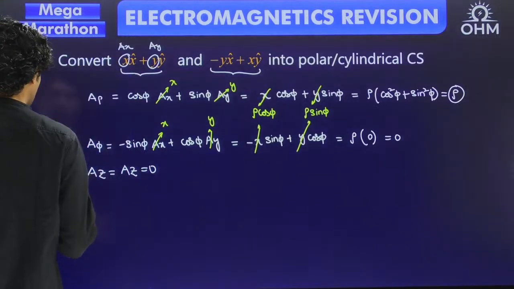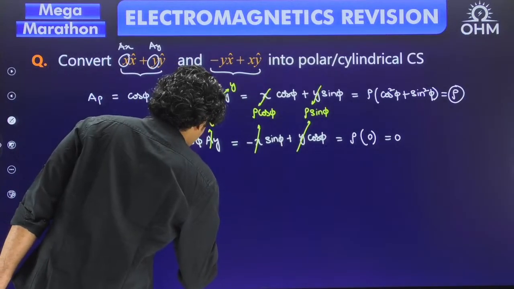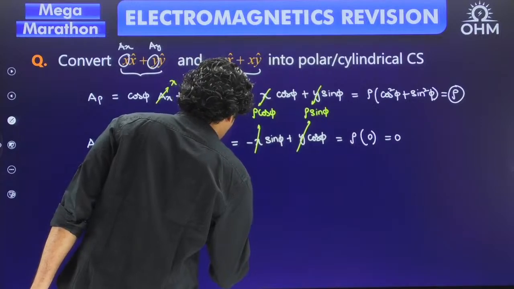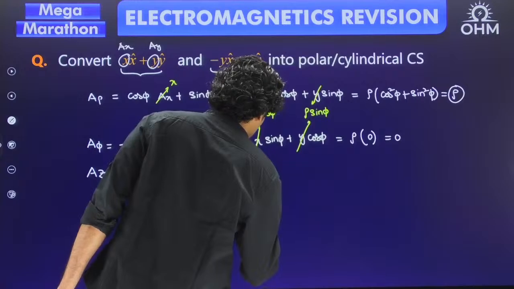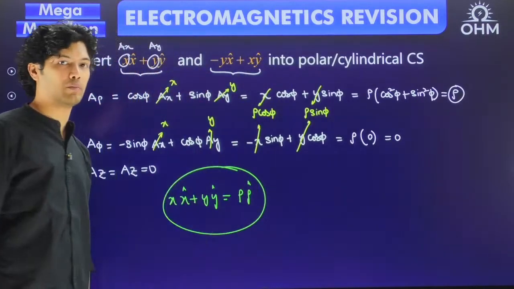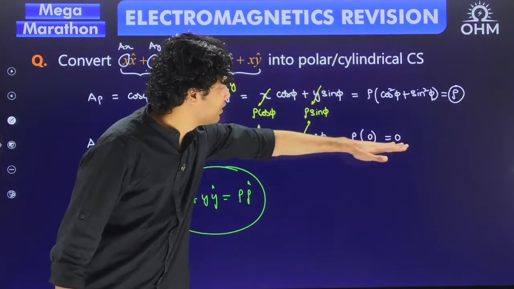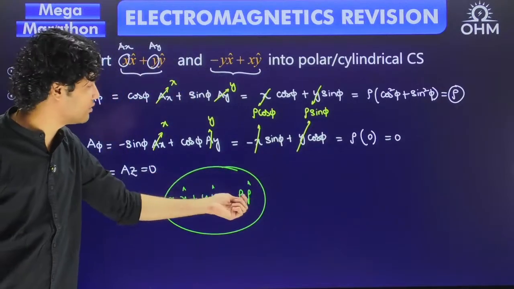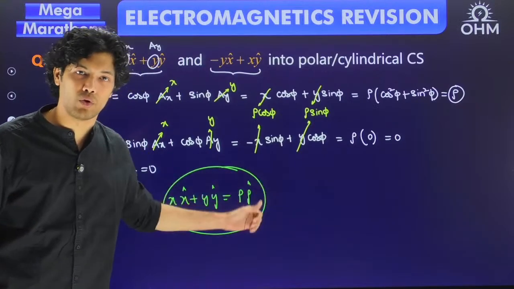Do remember the final answer, guys. You'll understand the importance of this only if you look at the previous questions a lot. So wherever you see x cap plus y cap from now on, without wasting time in the exam, you can write the answer as simply rho times rho cap, because only the rho cap coefficient is non-zero. The phi cap as well as z cap terms are both 0. So technically I should be writing it as rho cap plus 0 phi cap plus 0 z cap.